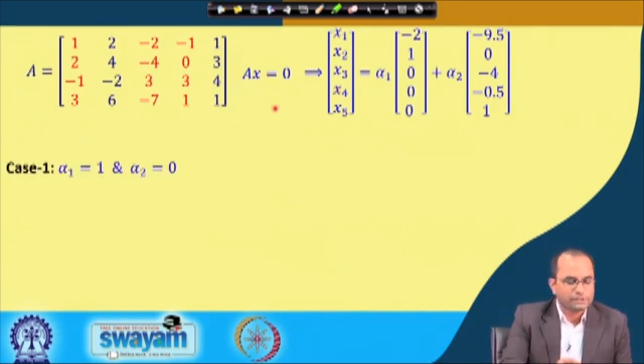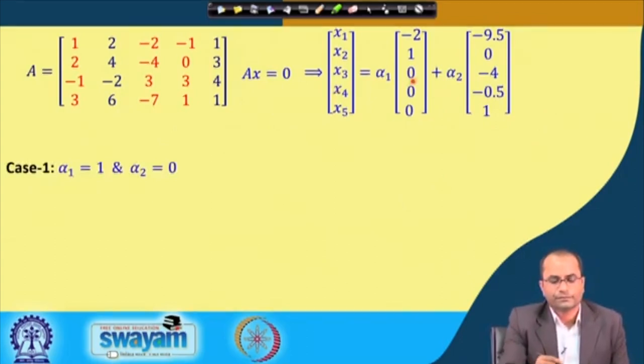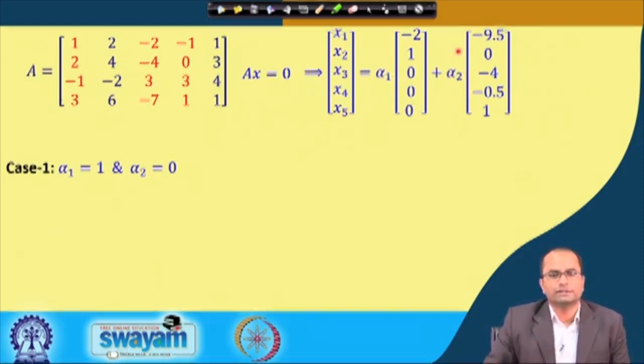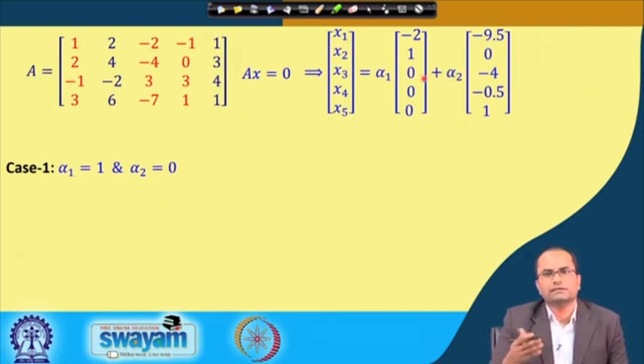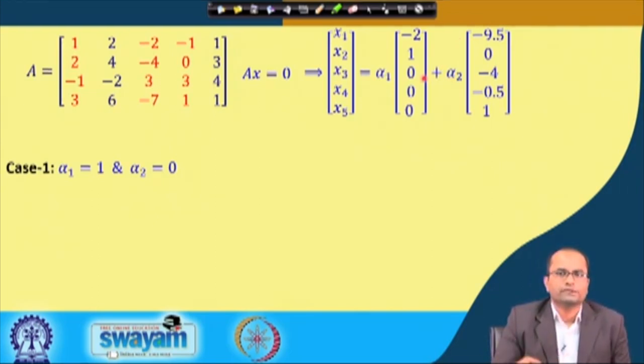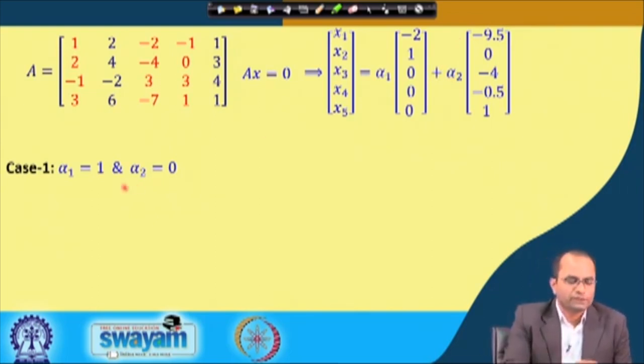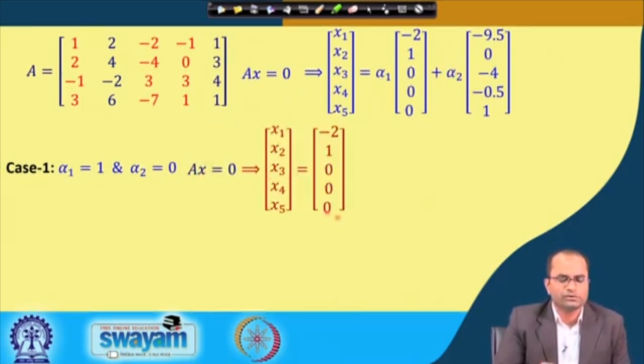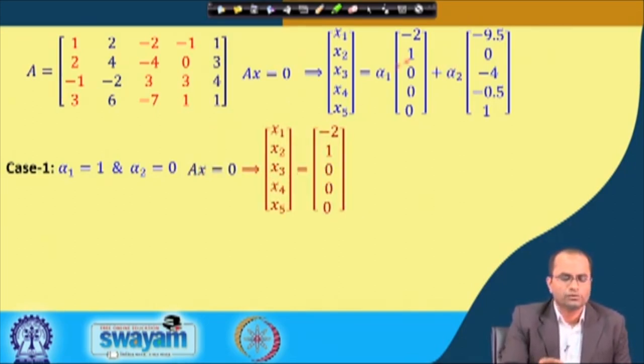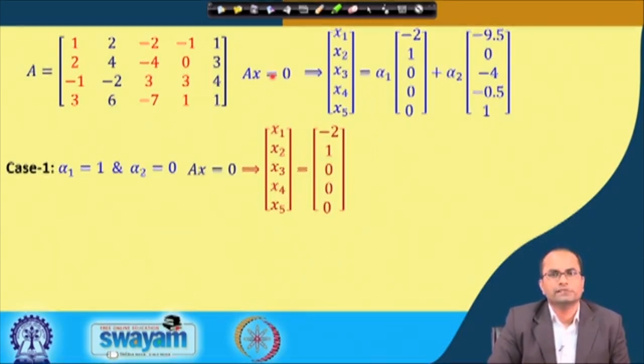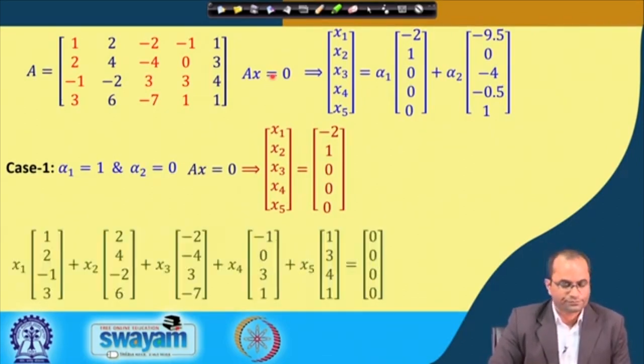If we now notice case 1, if we take alpha 1 equal to 1 and alpha 2 equal to 0, that will be one solution of this system. By choosing these alphas, basically we are looking for different solutions. So for this particular case, we are choosing alpha 1 as 1, alpha 2 as 0. So our solution of this Ax is equal to 0 will become minus 2, 1, 0, 0, 0. So this is the solution of our Ax is equal to 0 of this system.